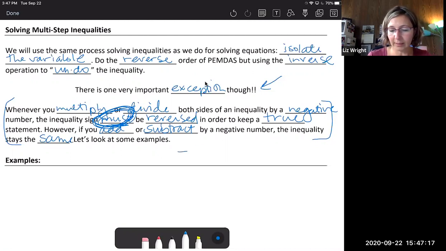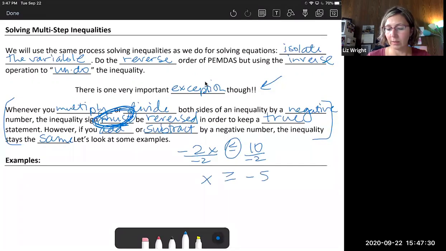So it's talking about something like this. Negative 2x is less than or equal to 10. If we divide both sides by negative 2, math siren should be going off in your heads. You're going to flip that sign, and it's going to be x is greater than or equal to negative 5.